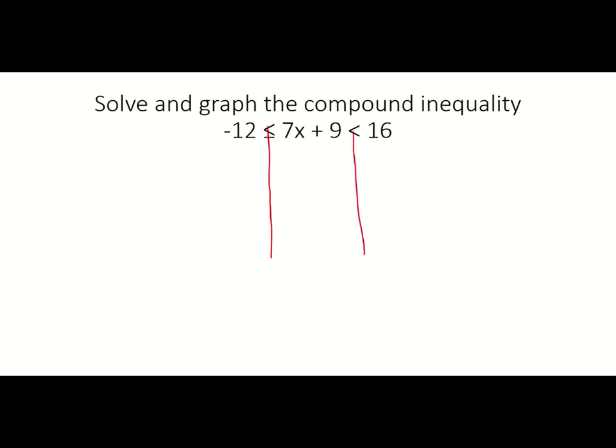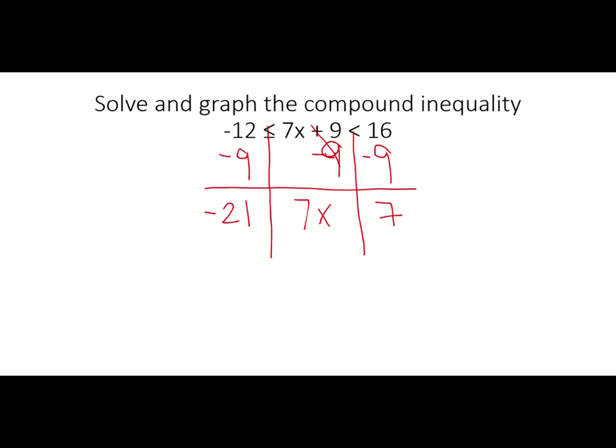The first thing we would want to do is get rid of the positive 9 by subtracting it. And since this does have 3 parts to it, we need to make sure we are subtracting it from all 3 components. So negative 12 minus 9 is negative 21. The middle is just going to have 7x. And 16 minus 9 would be 7.